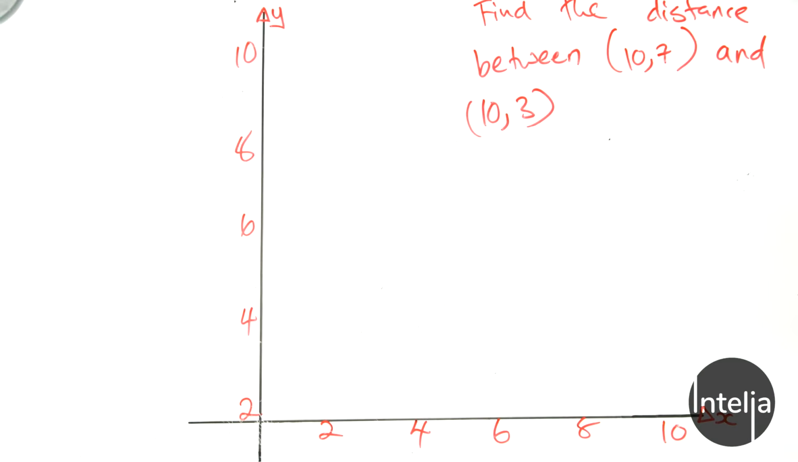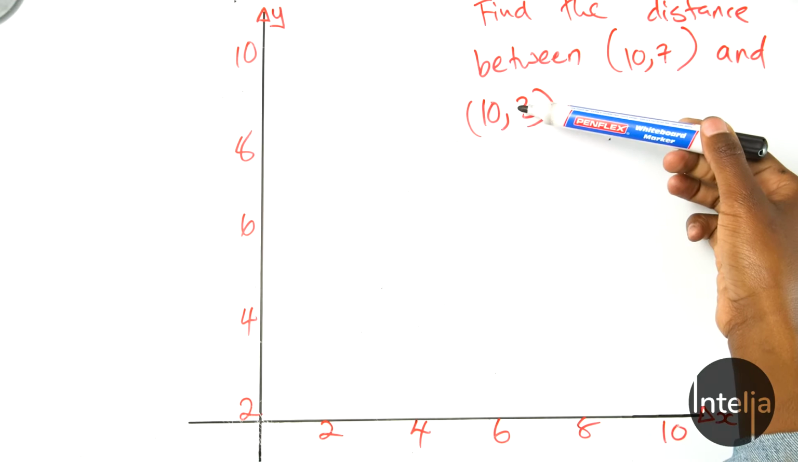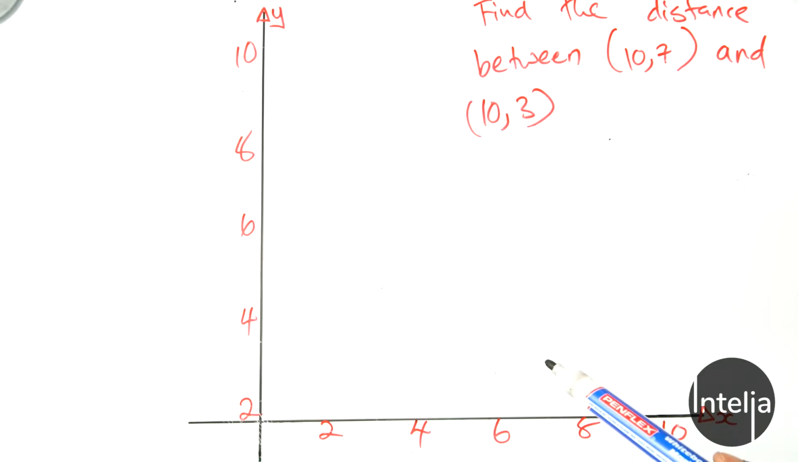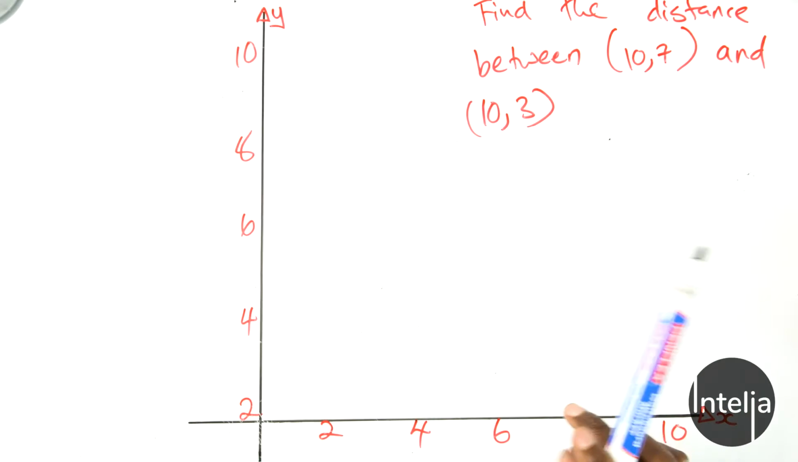So the distance between the points (10, 7) and (10, 3) is the length of the line segment that connects them. So what they mean is the line segment which connects (10, 7) here and (10, 3). That's the distance. This is what they mean by the distance between the points. And it says both points have an x-coordinate of 10, so the line segment will be vertical. You can count to find the line segment length.